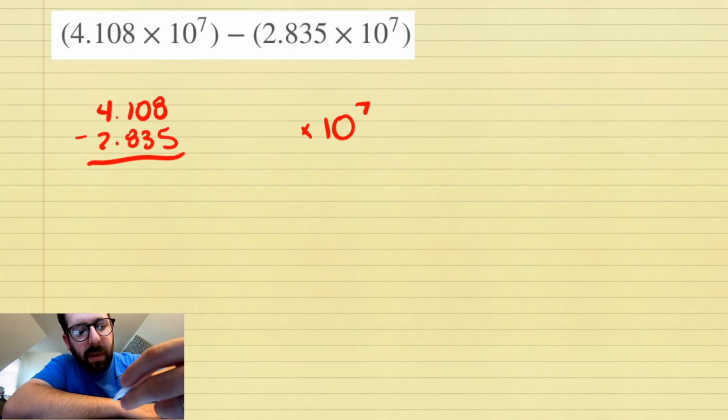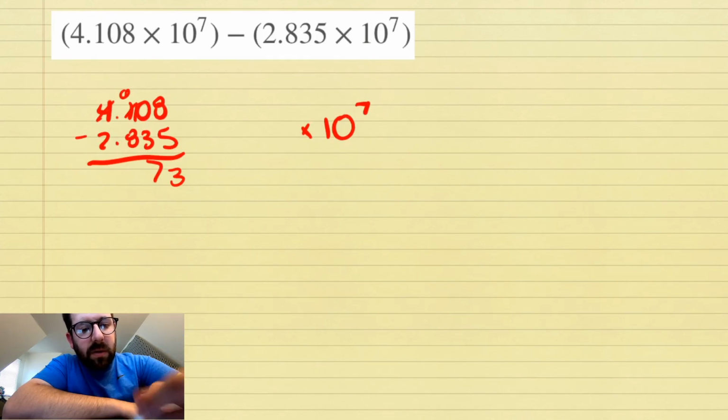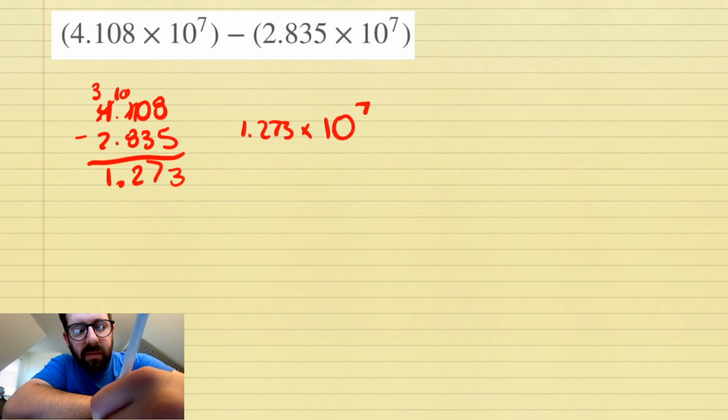2.835. So doing this by hand, 8 minus 5 is 3. I can't do the 0 minus 3, so I'm going to borrow, making that a 0. This is now a 10. 10 minus 3 is 7. 0 minus 8, can't do it, so I'm going to make this a 3 here, make this now a 10, because you're borrowing 1. So 10 minus 8 is 2, and 3 minus 2 is 1, so it should be 1.273. Again, if you want to type these in calculators, it should be the same answers.